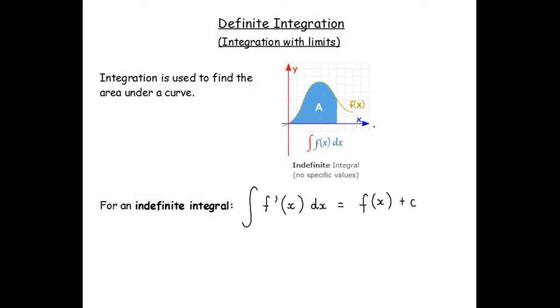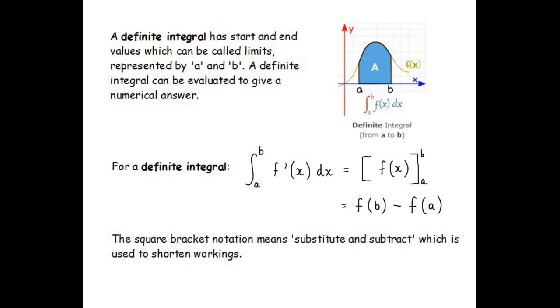So last lesson's integration was actually called indefinite integration. When you integrate, you have to remember to put this plus c on the end, which represented a constant that we were unsure of the value. So indefinite integration has no specific values given to you. You just have to put that plus c on the end. However, today we're going to look at definite integration.